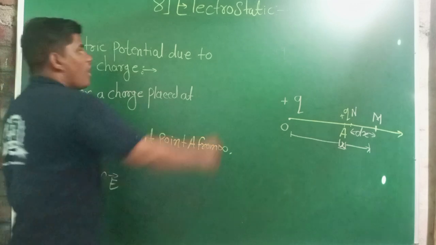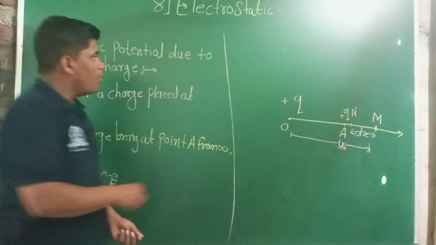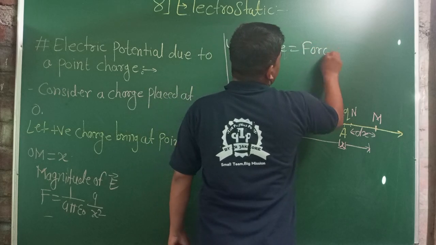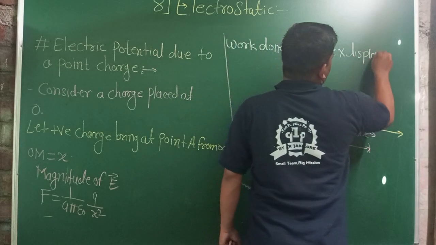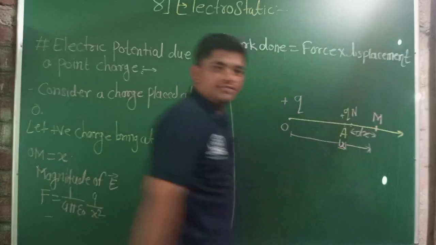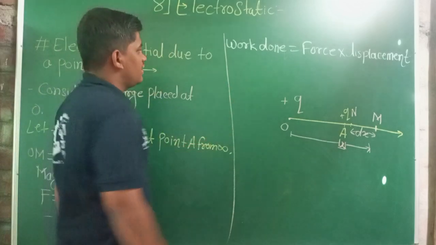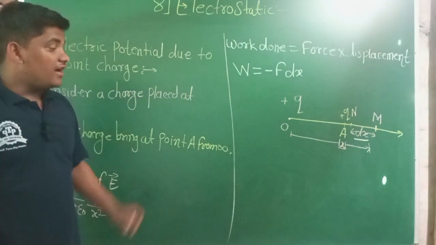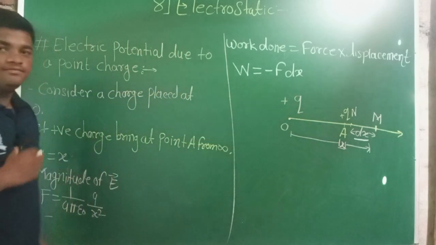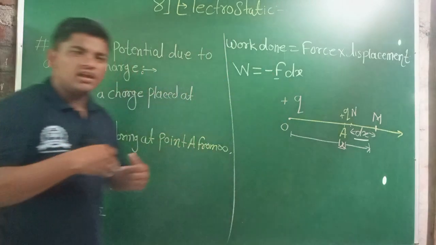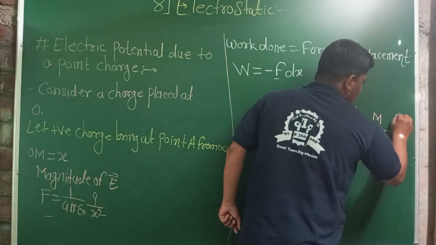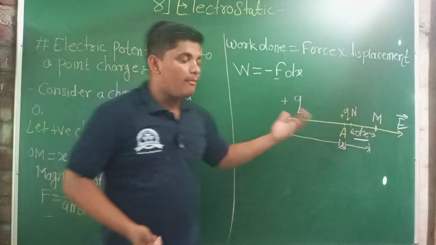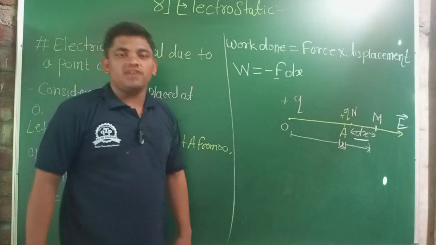Now, work done W is equal to force into displacement. Then W is equal to minus F into dx, where dx is the smallest displacement of the charge from point M to point N. And why are we taking the negative sign? Because the direction of the electrostatic force and the direction of the displacement are opposite to each other, so we take the negative sign with F.